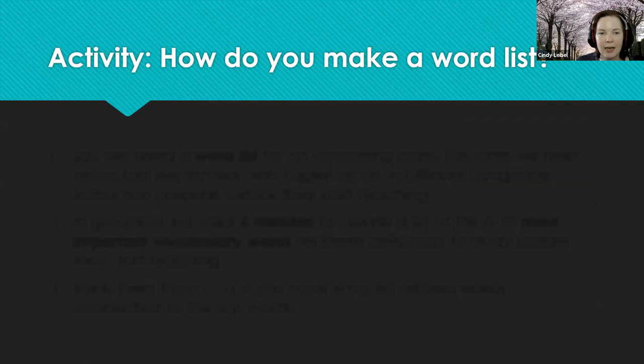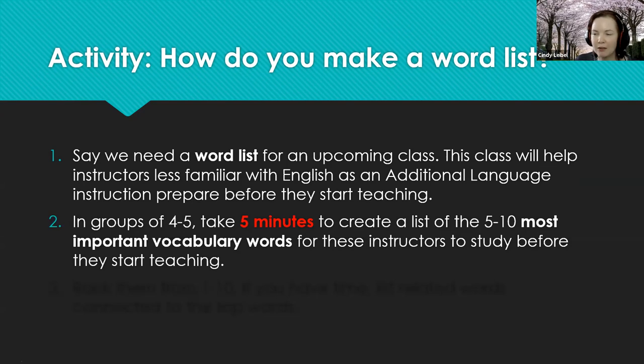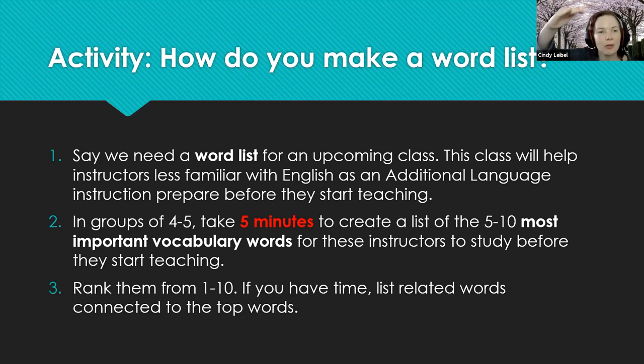So I've just got a question here, and that question is, how do you make a word list? Let's say we need a word list for an upcoming class. This class will help instructors who are less familiar with English as an additional language or language instruction prepare before they start teaching. They're going to start teaching next week and you're going to help them prepare for this. What I'd like you to do is, in groups of four or five, take 5 minutes to create a list of maybe the 5 to 10 most important vocabulary words for these instructors to study before they start teaching. What words do they as instructors need to know before they start? And if you have time, rank them in order, from the most important word an English language instructor needs to know down to number 10.